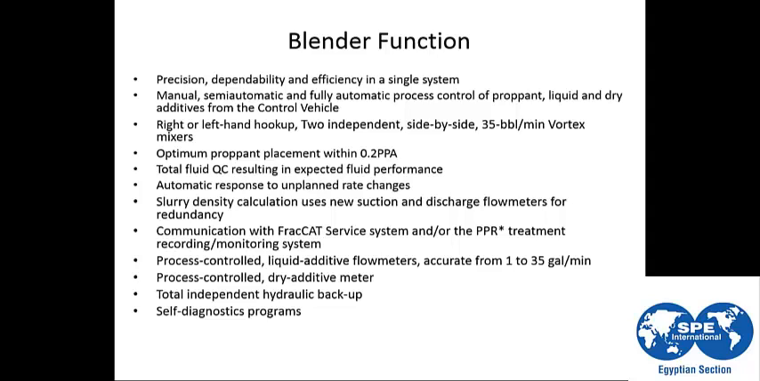Also, it should be communicated with the frac cat. The frac cat is the unit for controlling and monitoring all the activity during the job. It also measures the slurry density and calculation, using the suction and discharge flow meter and densometer. As we said, it is used to process and control liquid additives with flow meters accurate from 1 to 35 gallons per minute. It also processes and controls the dry additives like the proppant.